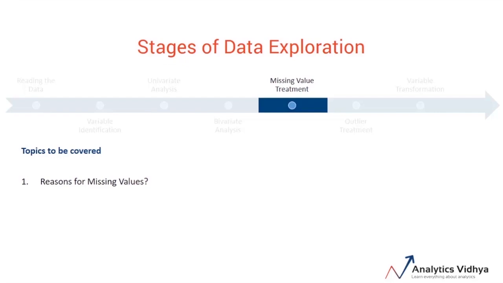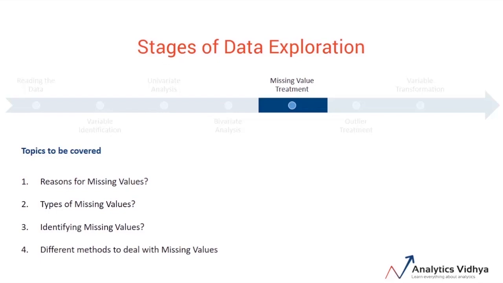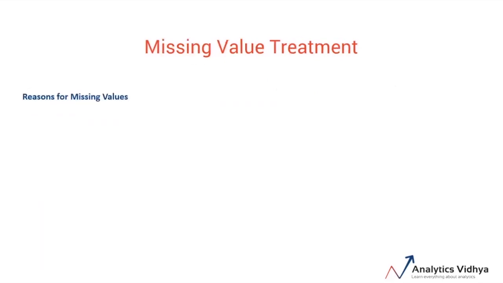First of all, we'll have a look at the reasons for missing values. Then we will see the different types of missing values. Next, we will see the different methods to identify the missing values. And finally, we will discuss the different methods to deal with missing values. Let's get started and see the reasons for missing values.